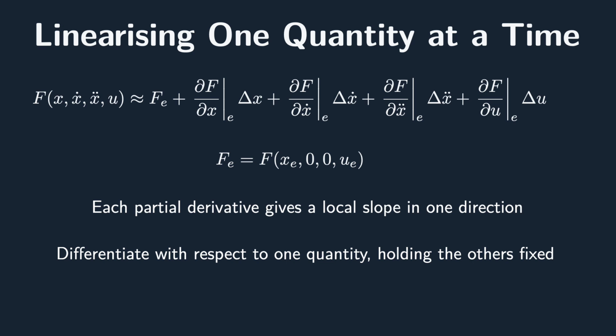For example, when we differentiate with respect to x, we hold x dot, x double dot, and u fixed. When we differentiate with respect to x dot, we hold x, x double dot, and u fixed. The same idea applies for x double dot and u. This means that during the calculation, we temporarily treat the current values of x, x dot, x double dot, and u as separate arguments of f. After the linearized equation is formed, delta x dot and delta x double dot still mean the time derivatives of delta x.